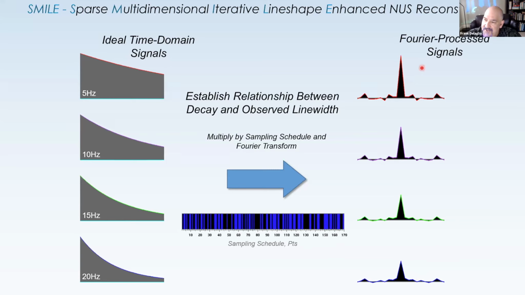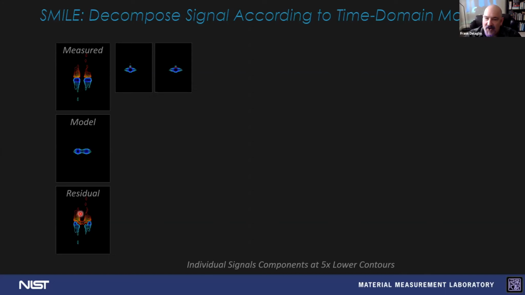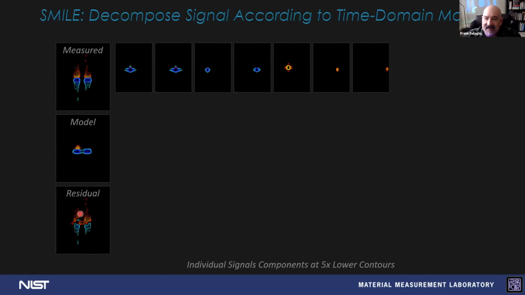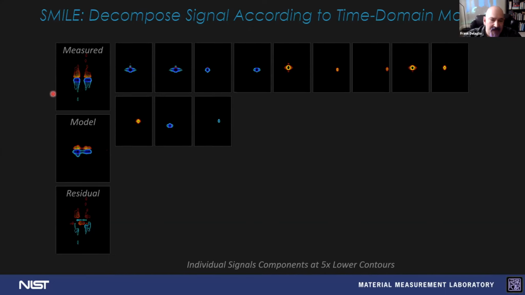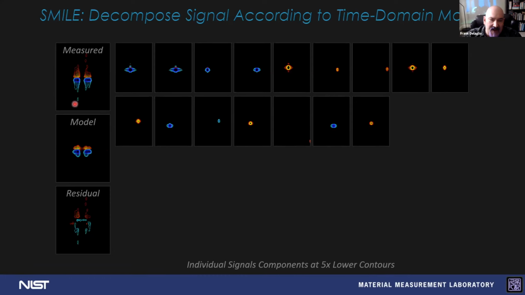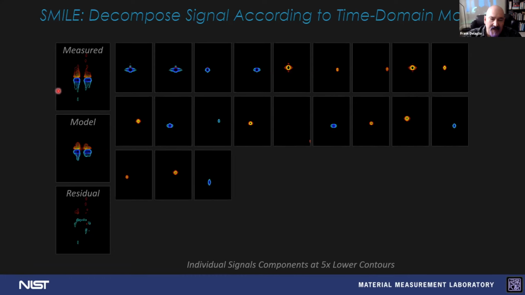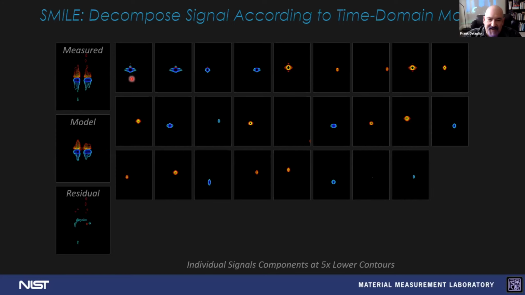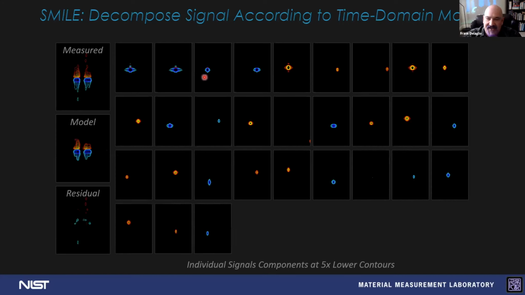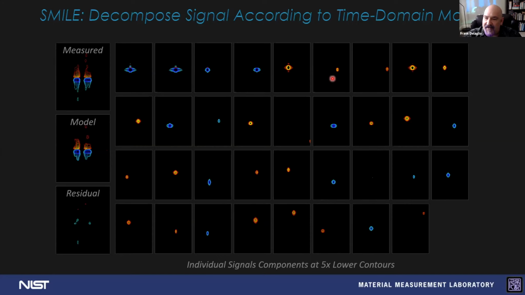So this gives us a way to look at an experimental data and figure out for a given observed line width what the actual original decay was. And this lets us very accurately make good approximations of the data in a sequential way. So we can start with a complicated signal like this one and approximate it as a series of ideal time domain signals that are Fourier transformed in the same way as the experimental data.